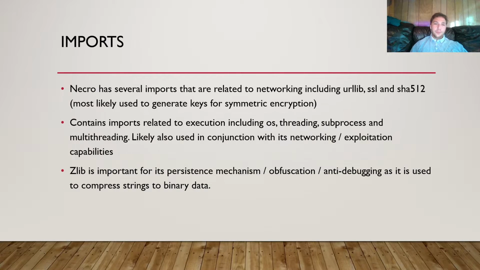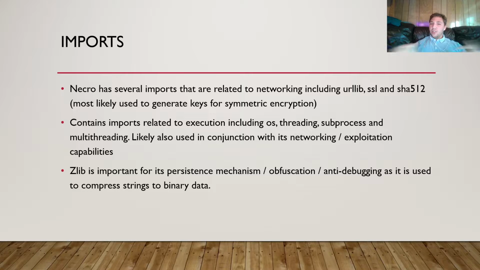All right. So moving forward, I'll talk about some of the basic imports. It really doesn't have a lot. And again, I have access to the source code at this point, fully decompiled, so I can see everything about it. It has about 20 imports. The first ones that relate to networking are urllib, SSL, and SHA-512. With some research I've done in some other security classes, I know that SHA-512 is commonly used for key generation to set up symmetric key encryption. And similarly, SSL is used as a secure library, so to speak, for encryption, etc.